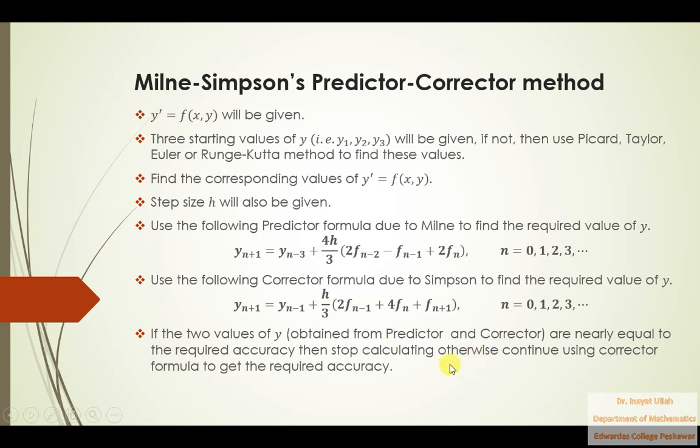Otherwise, this is an important one, otherwise continue using this corrector formula to get the required accuracy. We need to repeat this corrector formula again and again to get the required accuracy, not the predictor formula but this corrector formula. So these are the major steps for Milne Simpson's predictor-corrector method.